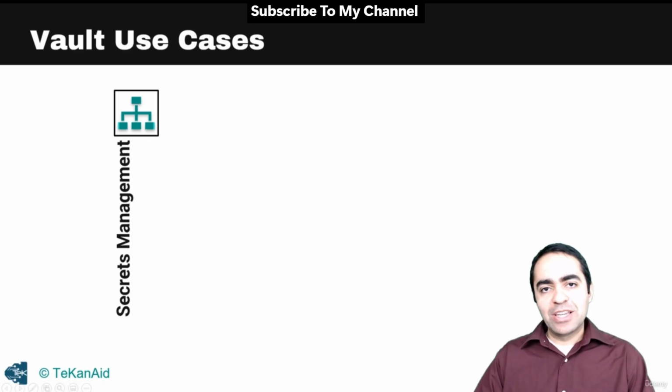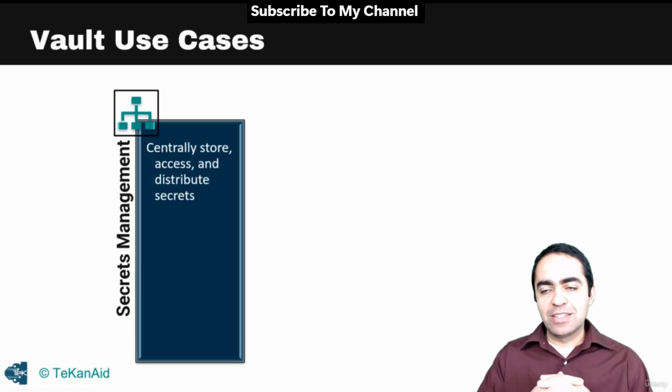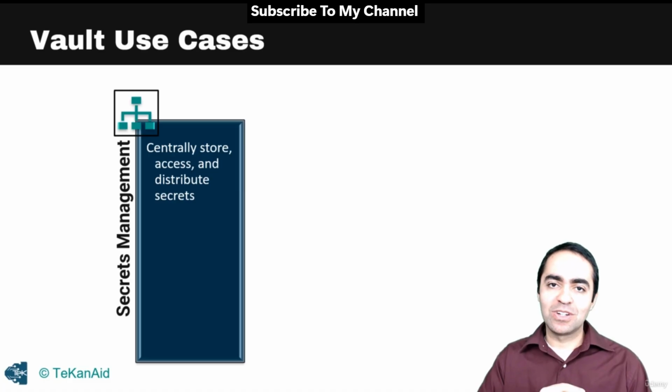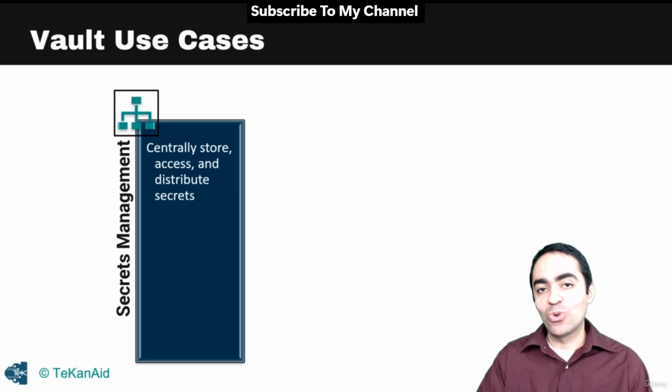So the first use case is secrets management, and we touched on this a little bit earlier. Basically, it's storing secrets centrally inside of Vault and consuming those secrets by humans or by machines. So the idea of centrally storing those secrets and then distributing them to humans and applications.